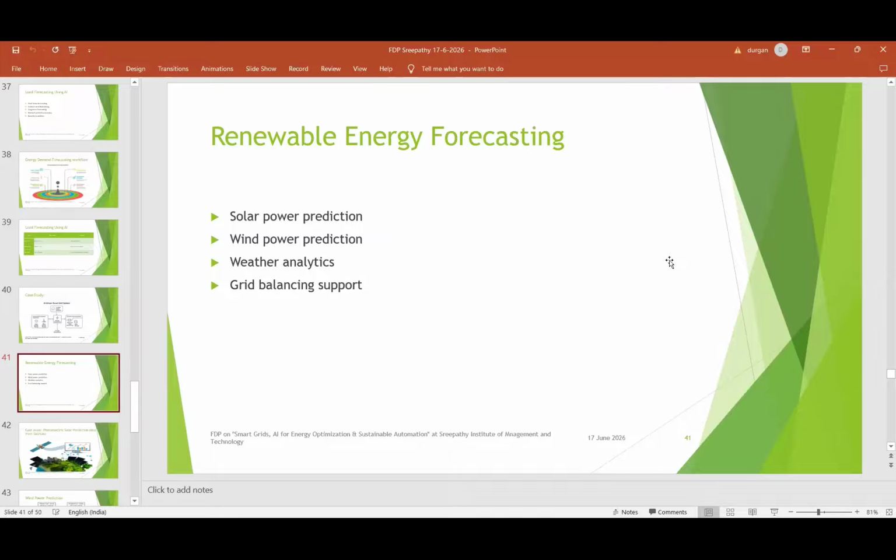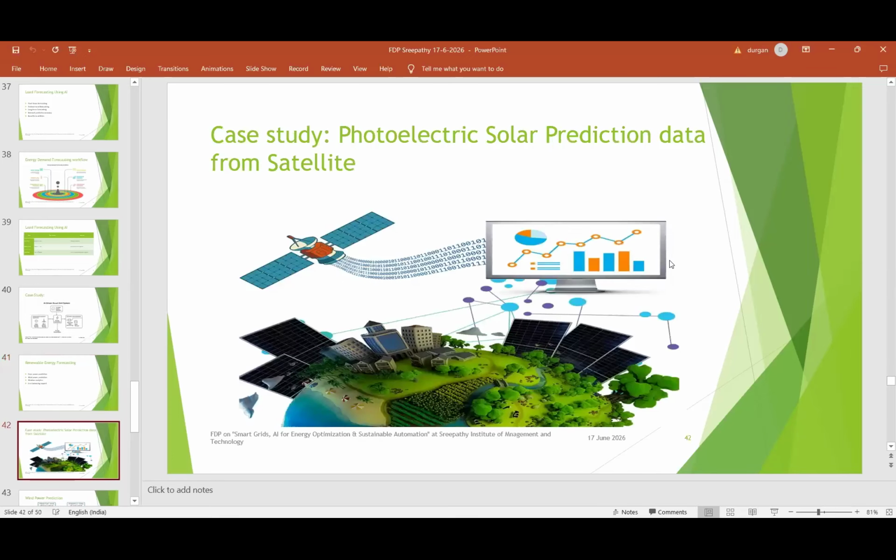So this is the area of renewable energy forecasting, that is solar power prediction. Okay, some case studies which can be used for research works: solar power prediction, then wind power, weather analysis, weather prediction, then grid balancing support. So this is another case study, like photovoltaic solar prediction using data from the satellite system.